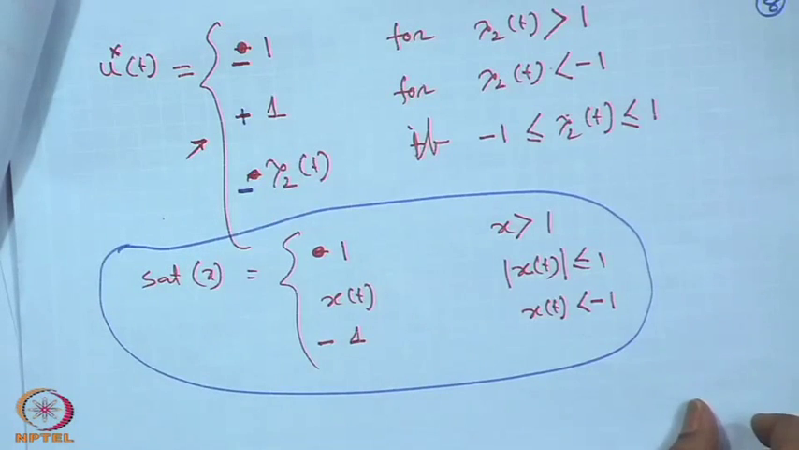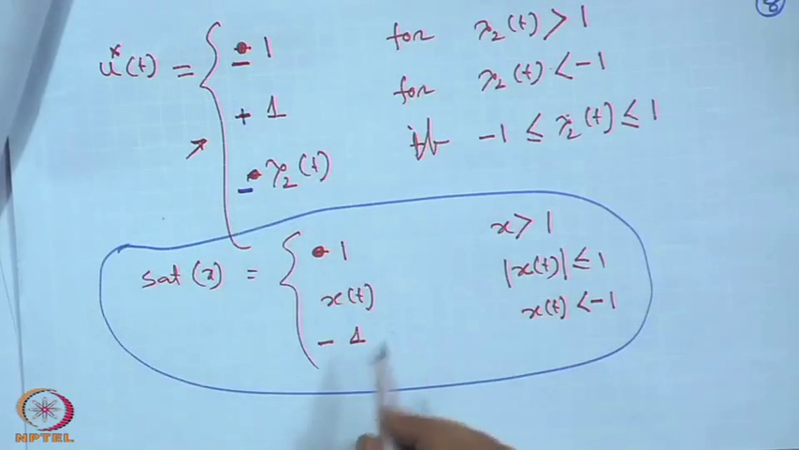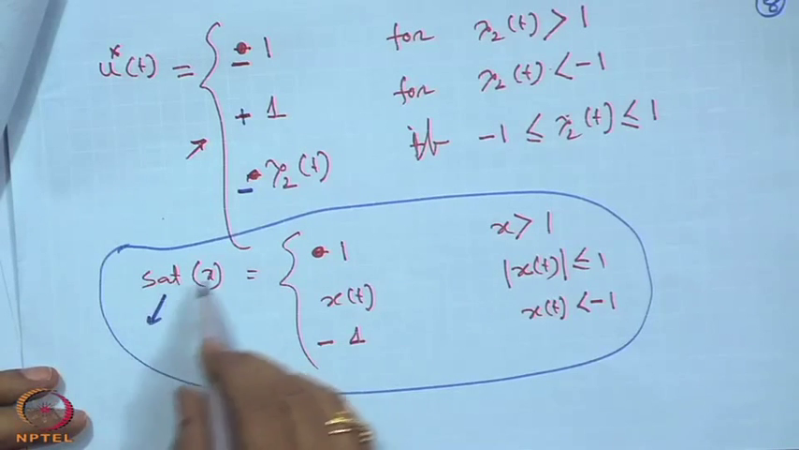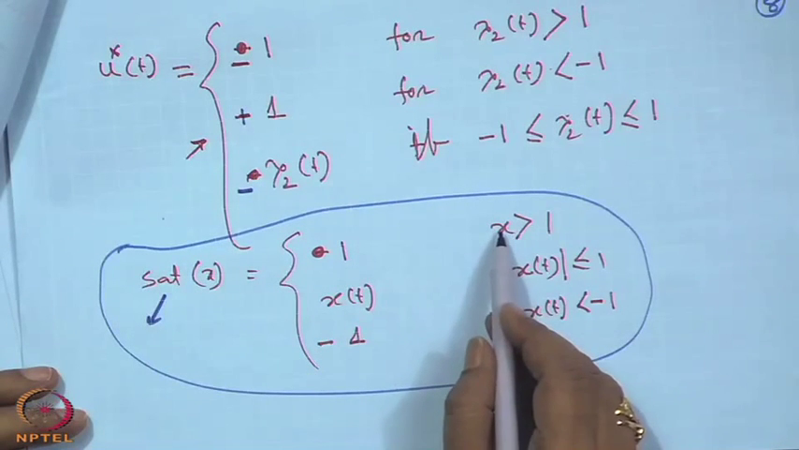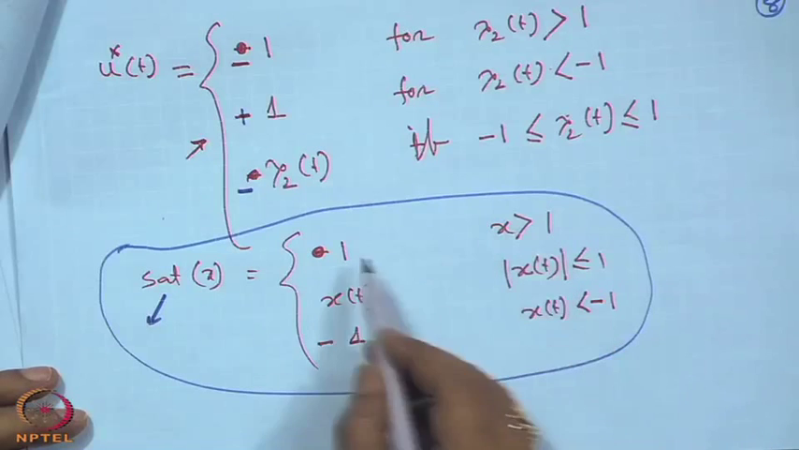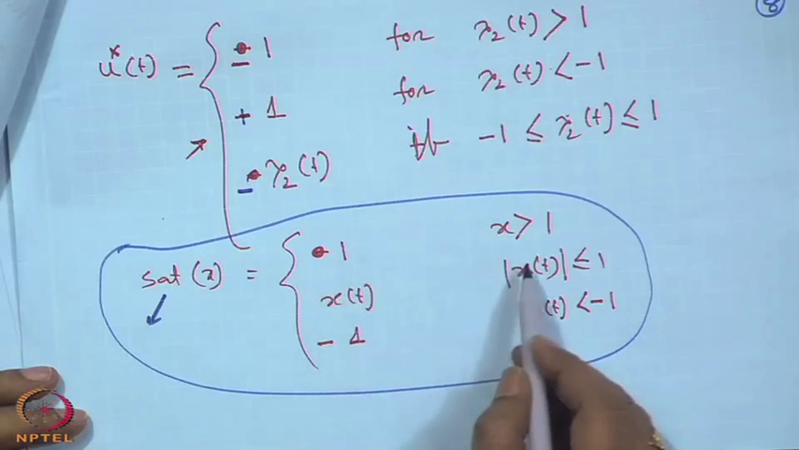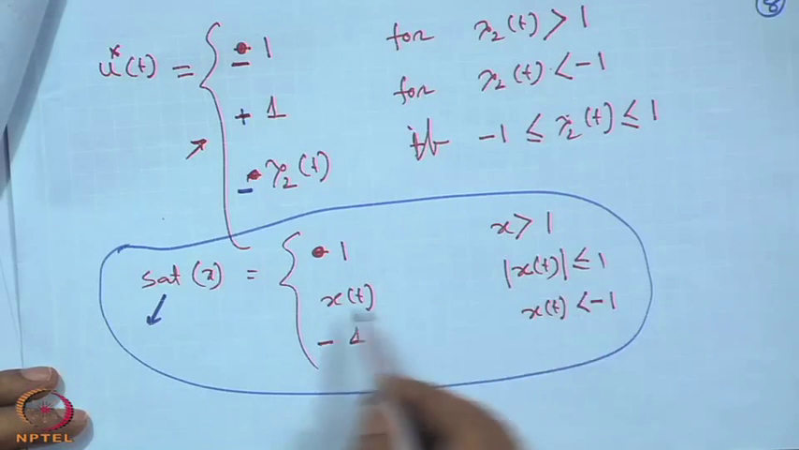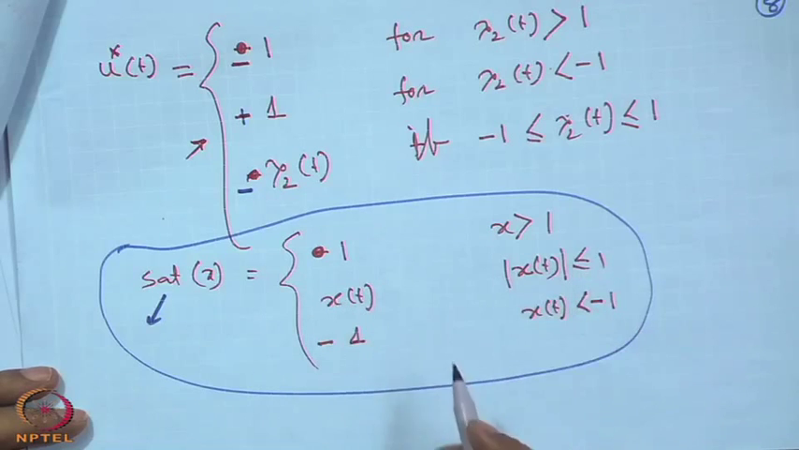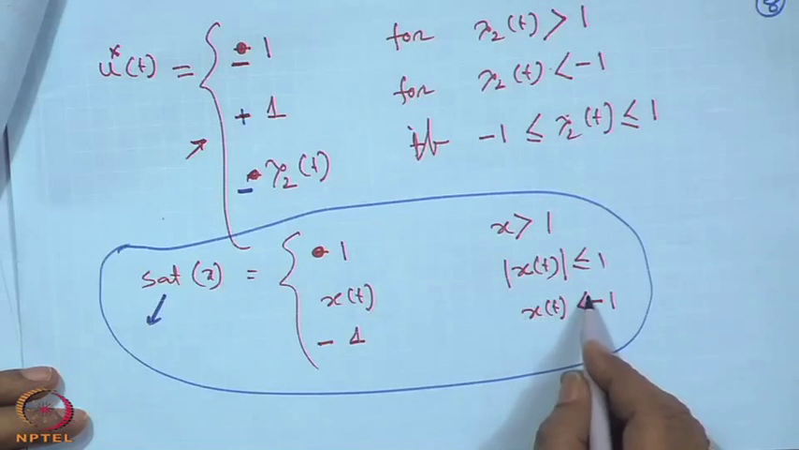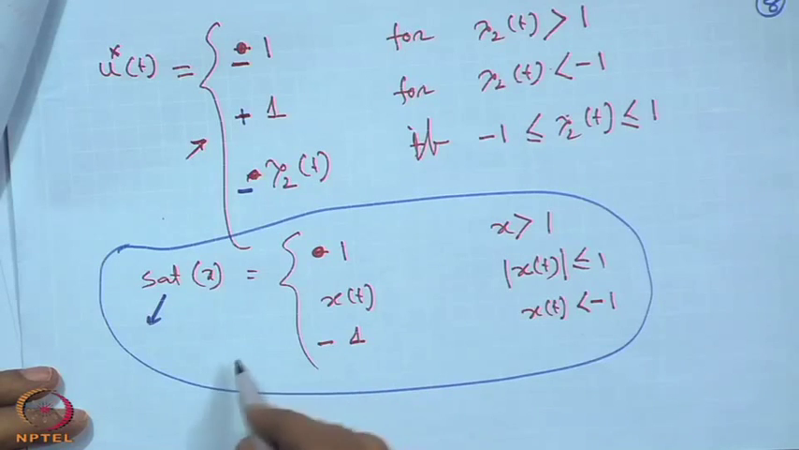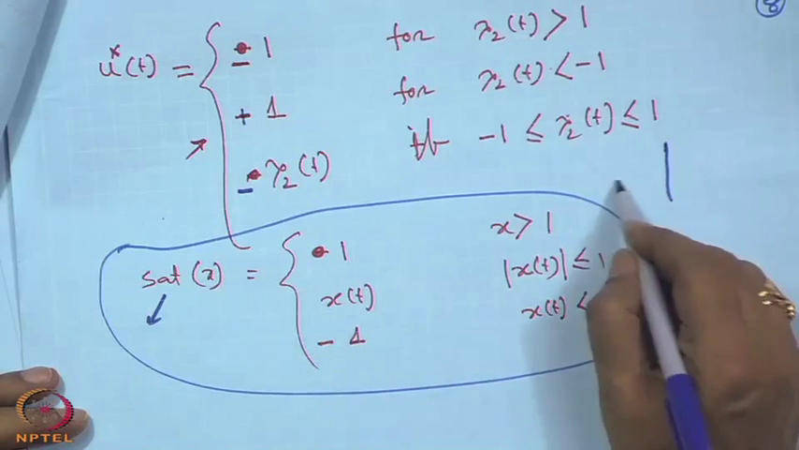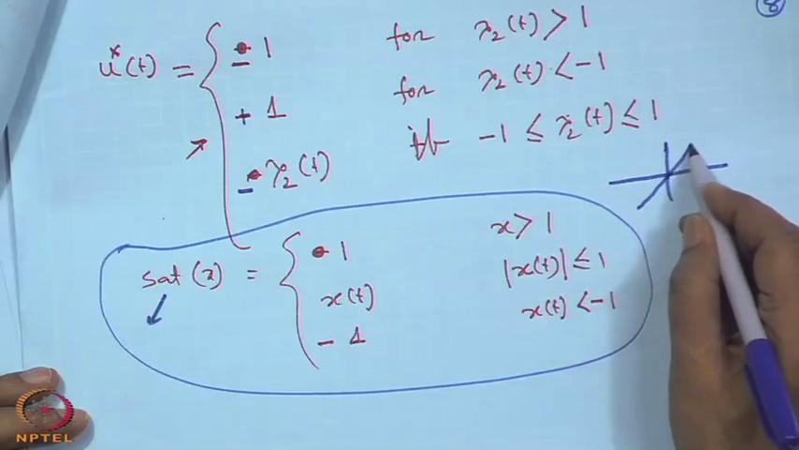Okay? So, that means minus. Our set function is, generally, the set function is 0 when x is greater than or equal to 1, this is 1. When mod of x is less than or equal to 1, x of t is the same x of t. When mod of x of t is less than minus 1, it is minus 1. That is the set function. It is nothing but this type of function.